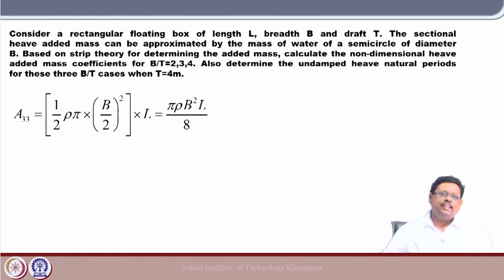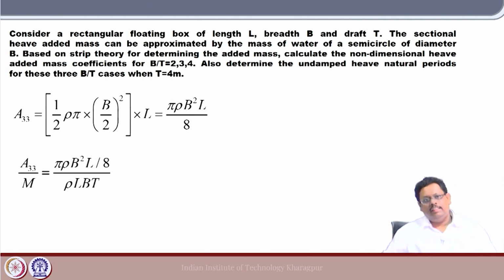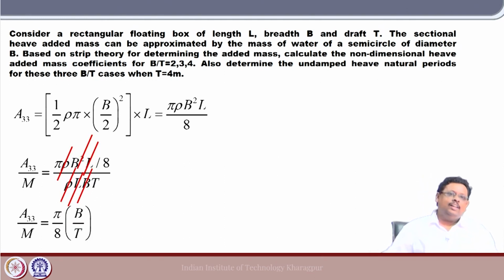Now, what is the dimensionless quantity? I just divide the added mass by mass. The mass term is rho L B T, and this is the added mass I just computed here, and if you cancel out the similar terms, it becomes pi by 8 times b by t. So, this is the first part of the question. Now, if you replace b by t by 2, 3, 4, then you can find out what the ratio is. The next question is: what is the natural time period for the undamped system?